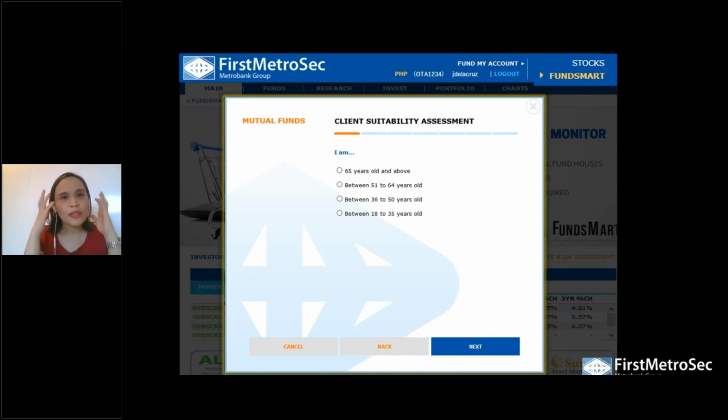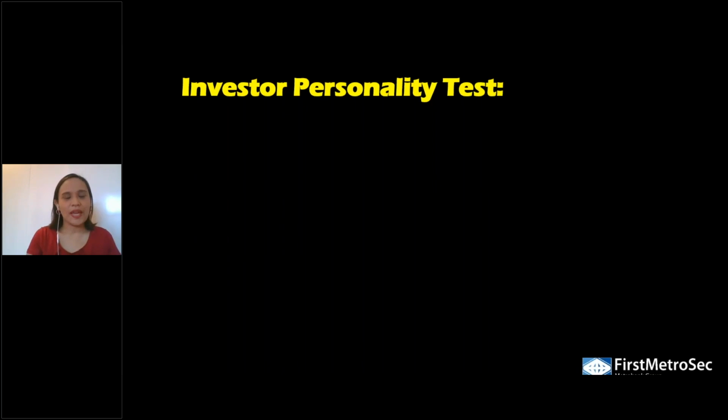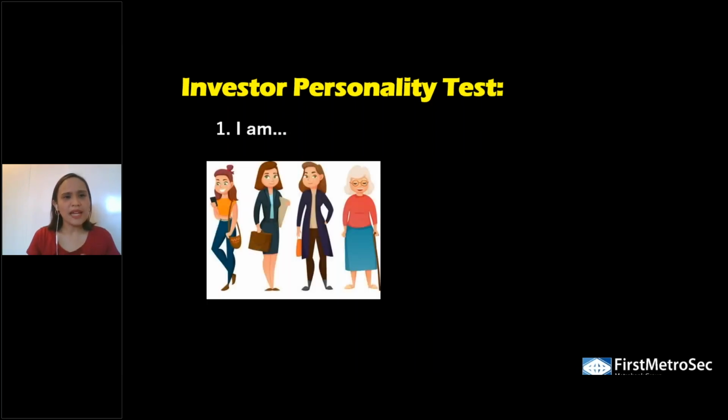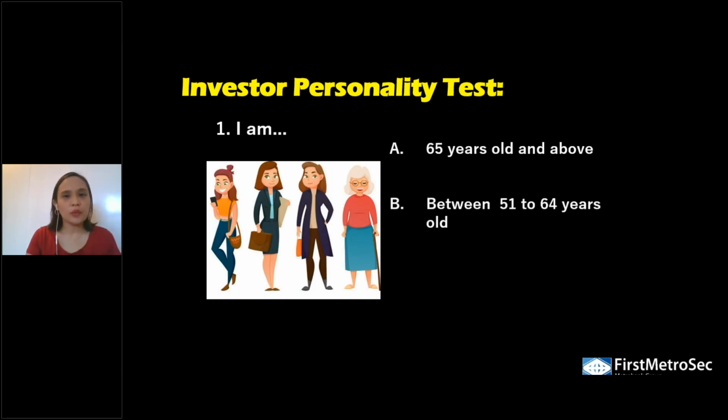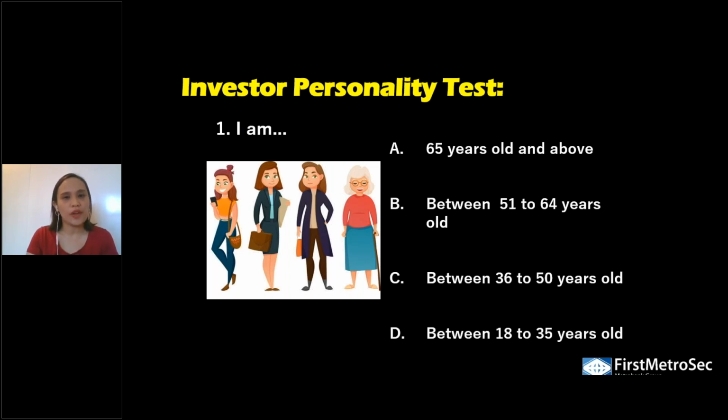I just want you to take the test now for you to find out kung anong klaseng investor kayo. So, let's start with question number 1. Okay, so question number 1. I am. Please answer A, B, C, or D. I am 65 years old and above. Or are you between 51 to 64? Letter C, between 36 to 50 years old. Or D, between 18 to 35 years old. Anong age nyo? Somehow, this estimates your objective and your horizon. Nasagutan na po ba? Okay, next question.